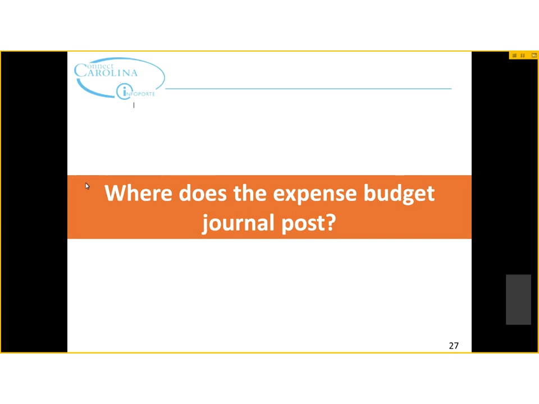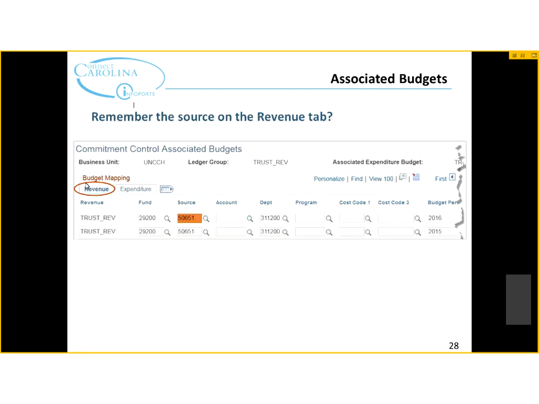So here's the question, right? We've kind of got it in our minds now how our revenue has to look. Our revenue has to match what we see on the Revenue tab, but once it does, where does the expense post to? Because it doesn't necessarily post to the same chart field string as the revenue. So it's really important to understand this.